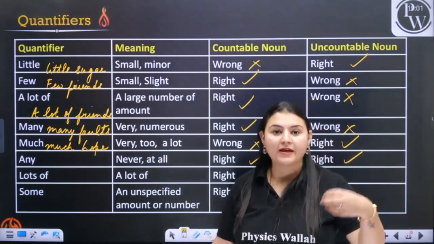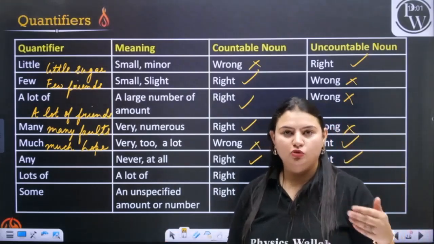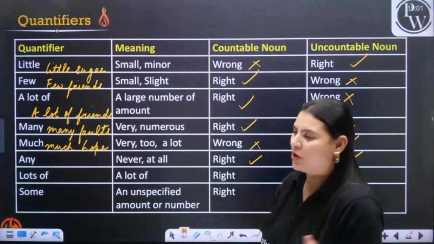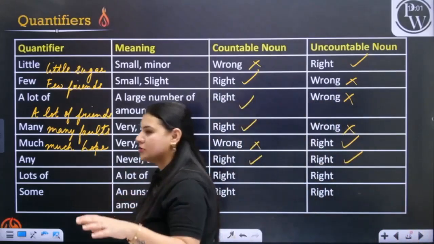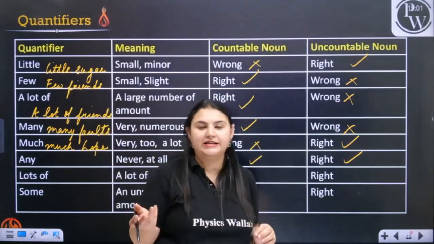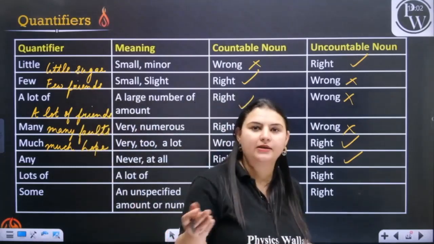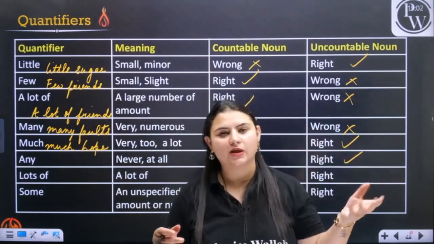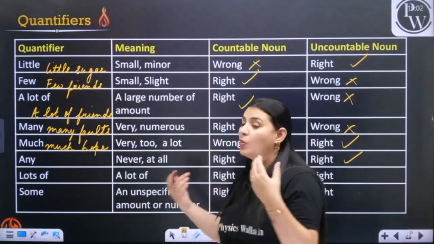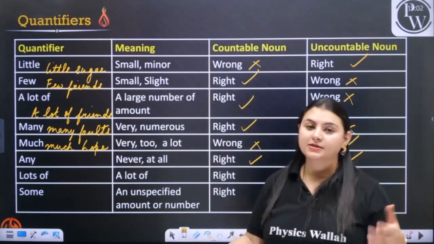Do you have any water? You want to have, you know, not water basically. Do you want to have any water? Do you want to have any tea? Any tea? Any can be used with tea as well. Any can be used with, you know, the countable things as well.